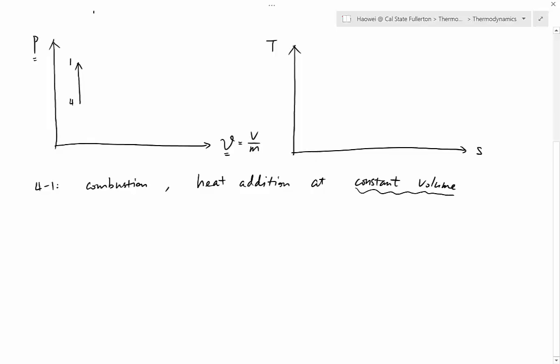Okay, next one, 1-2. After the combustion process, it is the expansion process. Expansion process. And we call it isentropic expansion. Those two steps combined together is called the power stroke.